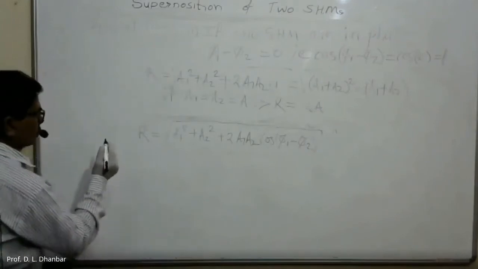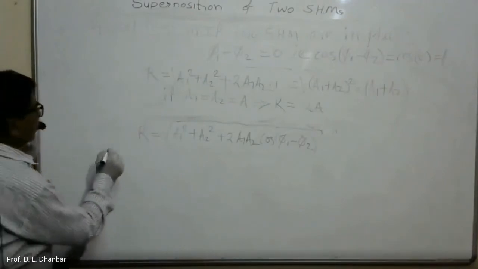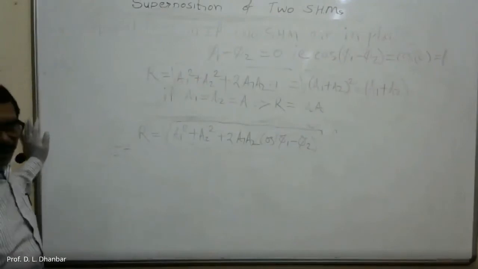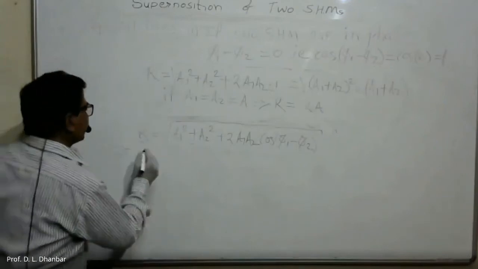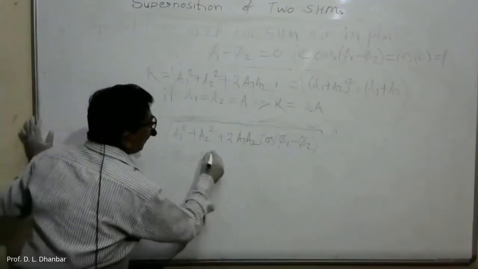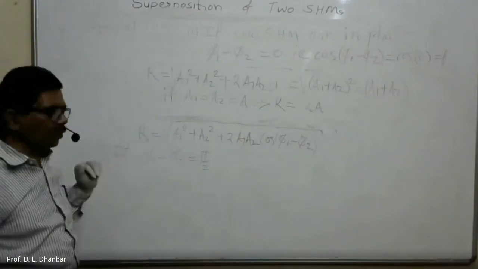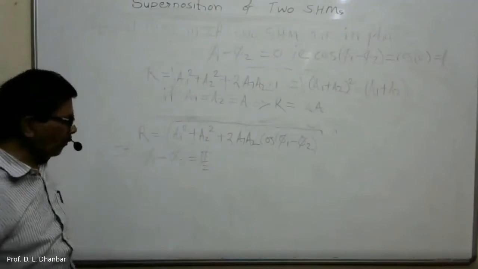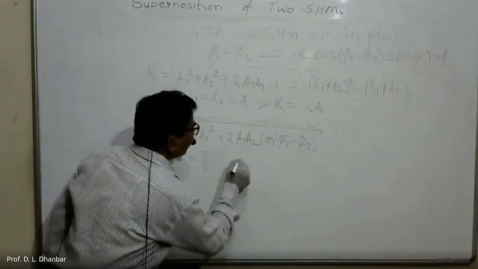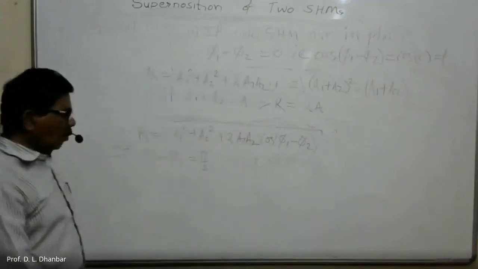Special case number 2. If the phase difference between two simple harmonic motions is equal to phi 1 minus phi 2 is equal to pi by 2, then the two simple harmonic motions are out of phase.